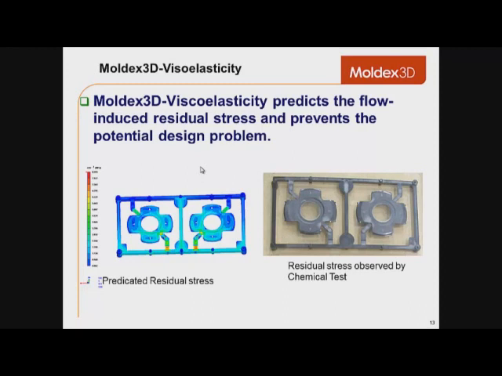Next is the Moldex 3D viscoelasticity, and this tool predicts the flow-induced residual stress and prevents potential design problems. In the pictures below, we can see the predicted residual stress calculated by our solver over here, and the actual residual stress as observed by chemical tests.